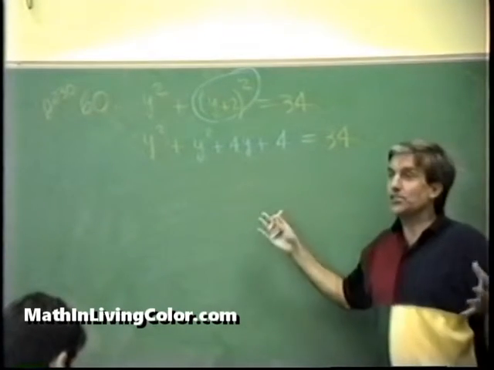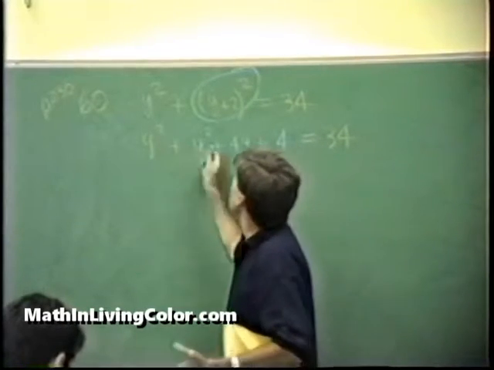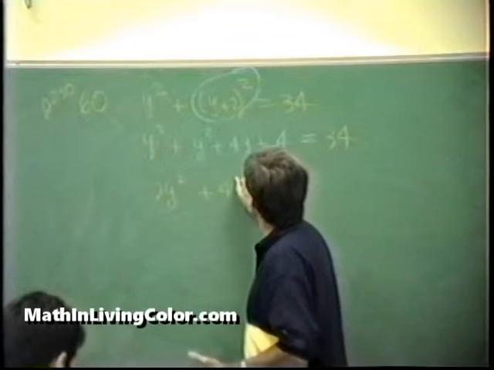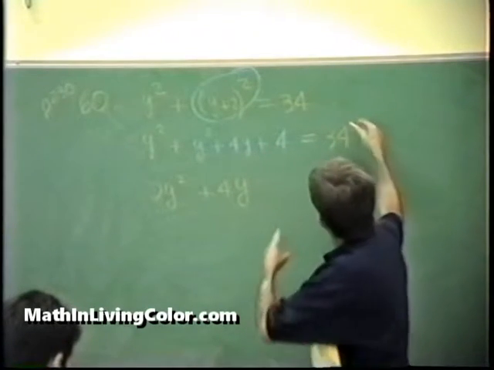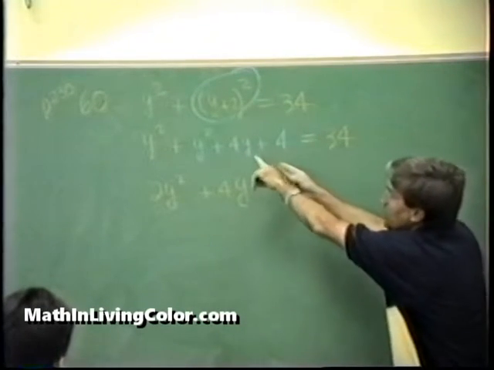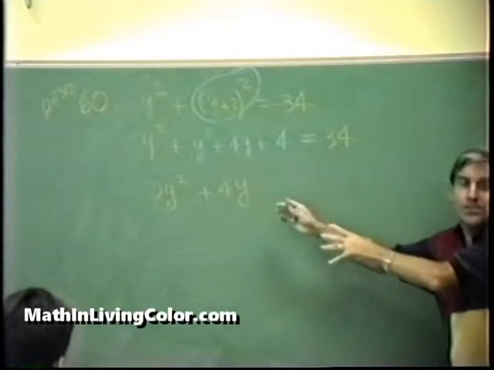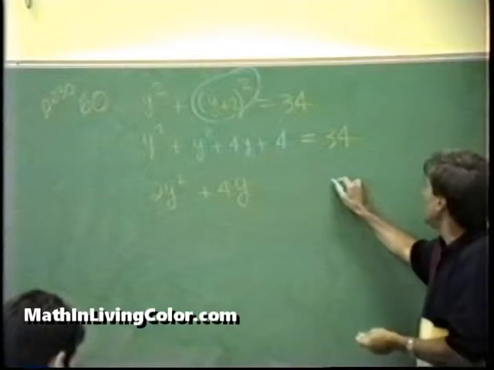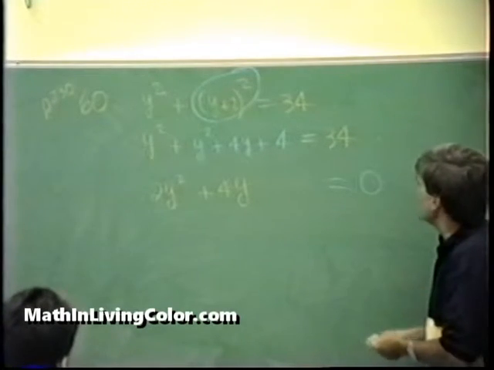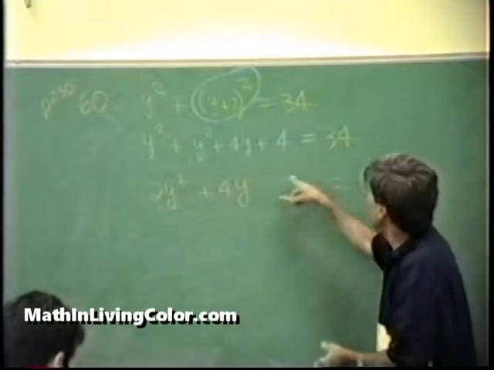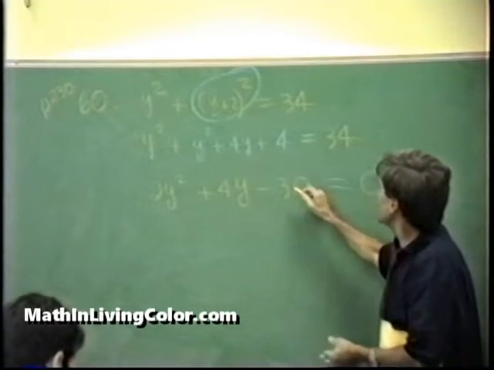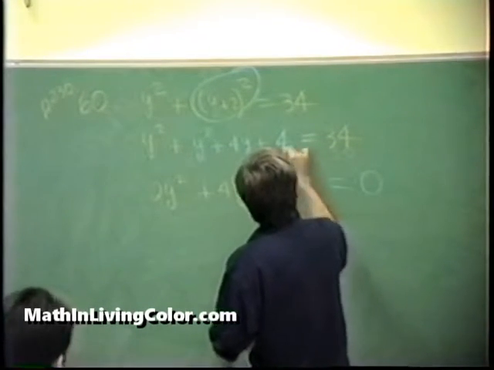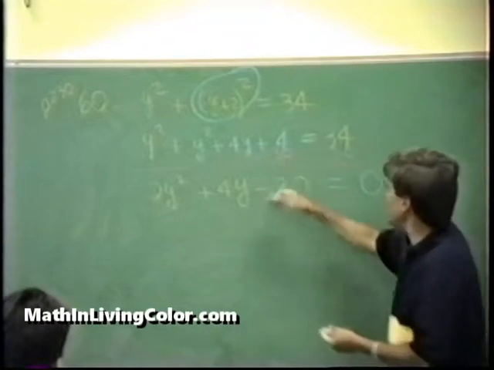Suddenly you have a y squared problem, don't you? So that would be what? 2y squared plus 4y, and then subtract 34 from both sides, because the next priority is it's got to be equal to 0. Because it's quadratic, it's got to be equal to 0. So let's make it equal 0. What's it going to be equal to 0? Minus 30. You see that? I subtracted 30 from both sides.